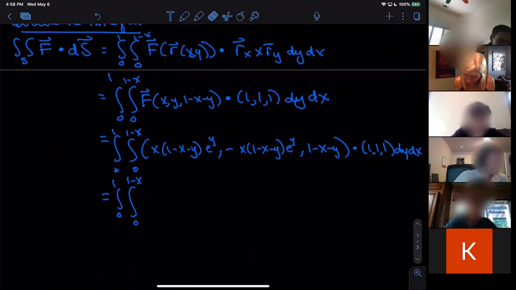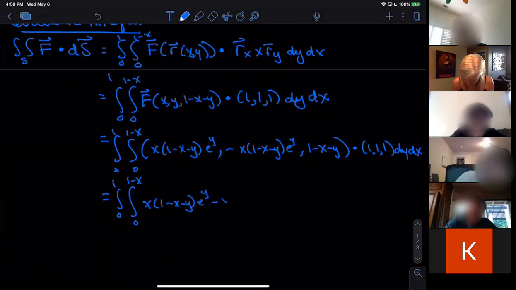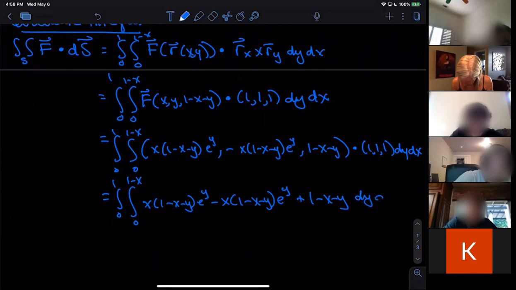If I do this dot product, that's fine. I've got this times 1, and then this times 1. Hey, these are going to cancel each other out. So I'm going to have x times (1 minus x minus y) e to the y, minus x times (1 minus x minus y) e to the y, plus (1 minus x minus y), dy dx.